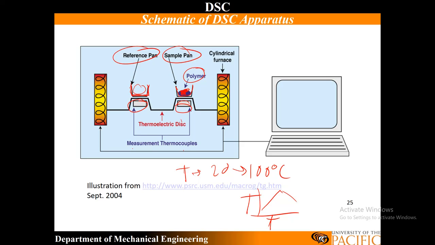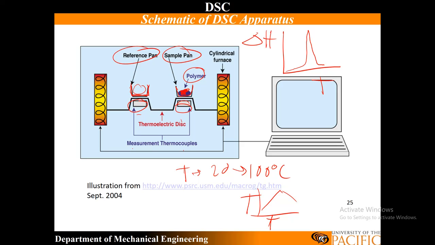So there's going to be a differential amount of heat, i.e. differential scanning calorimetry, that is going to be absorbed or required to raise the sample pan temperature to the same temperature as the reference pan. And we're going to measure that difference in this DSC apparatus. So that's the key idea. We're measuring the differential heat flow as a function of temperature. And at some point, again, we're going to go through that transition where we see that melting. So that's the key idea of differential scanning calorimetry.